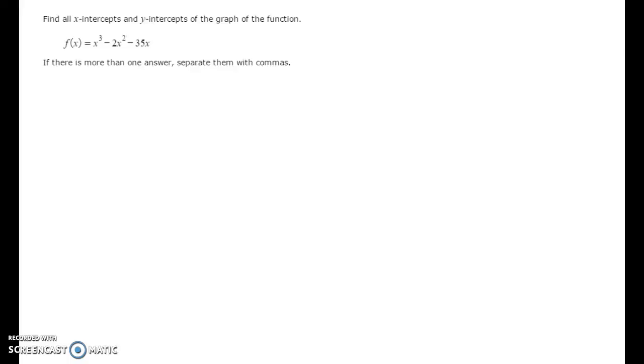So I'm hoping in some ways that this starts to all feel like kind of the same stuff, because x-intercepts, zeros, factors, synthetic division, it's all connected. So x-intercepts mean what values of x make y equal 0, and y-intercept means what happens when x equals 0.